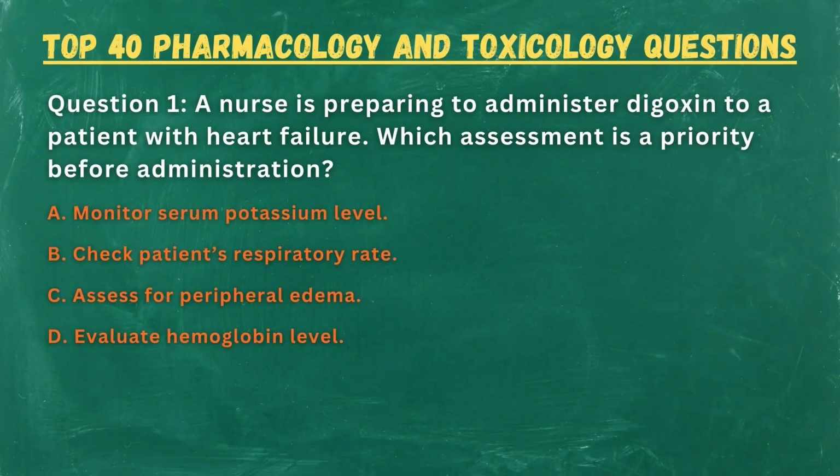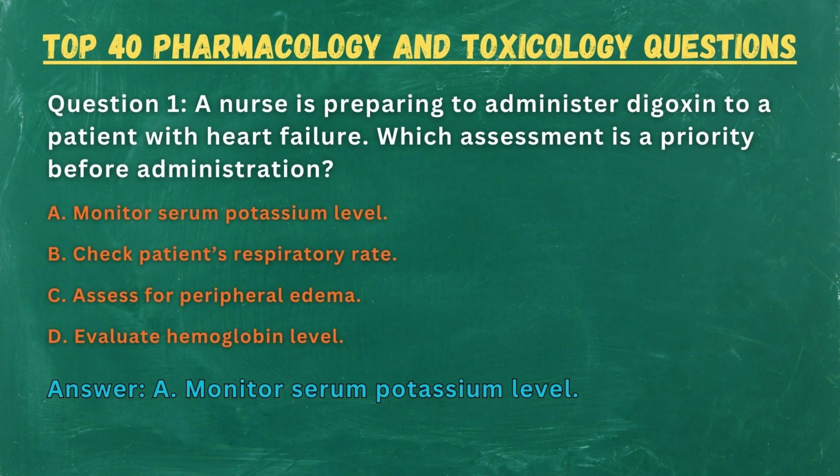Question 1. A nurse is preparing to administer digoxin to a patient with heart failure. Which assessment is a priority before administration? A. Monitor serum potassium level. B. Check patient's respiratory rate. C. Assess for peripheral edema. D. Evaluate hemoglobin level. Answer: A. Monitor serum potassium level.